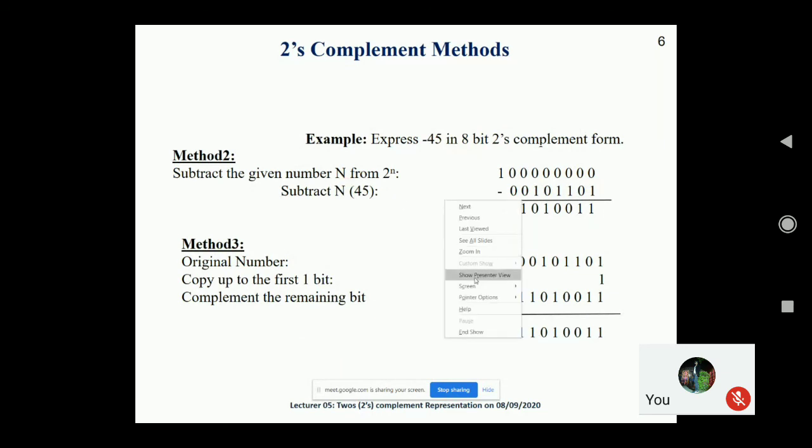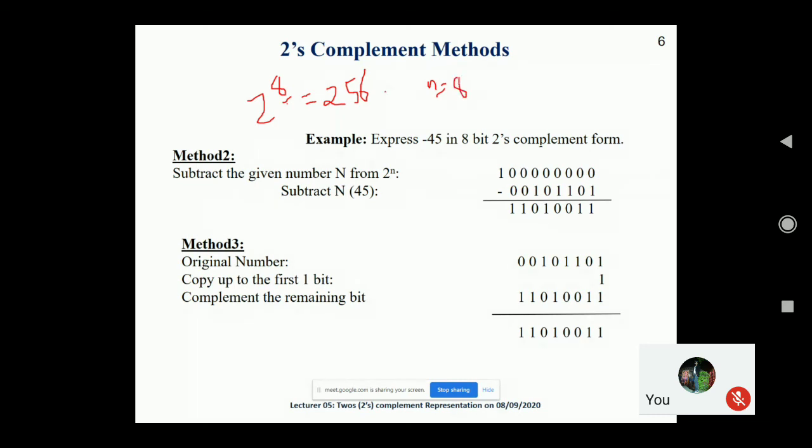2 to the power 8 means what? 256. Okay. And this particular 2 to the power 8 is 256, where we are using n equal to 8.